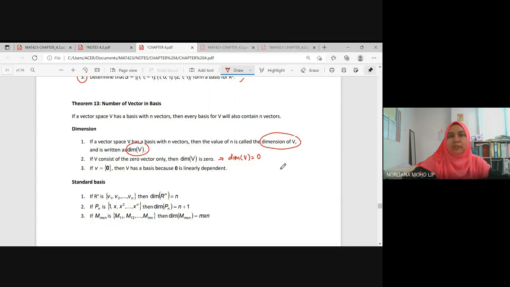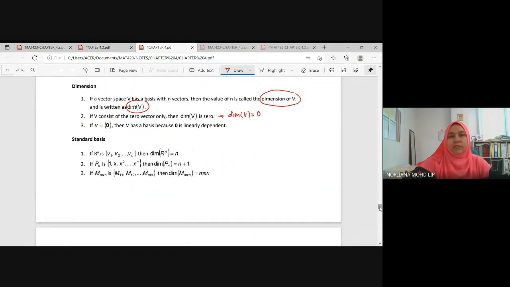Okay, yang ni kita akan gunakan number of vector in basis ni untuk next subtopic nantilah 4.3 untuk next week. Nanti you akan gunakan yang ni, theorem yang ni. Okay, so the standard basis. Okay, number 1, if the vector given in n space, Rn, R power of n, is V1, V2 until Vn. Okay, then the dimension for vector in n space, dim Rn is equal to n.